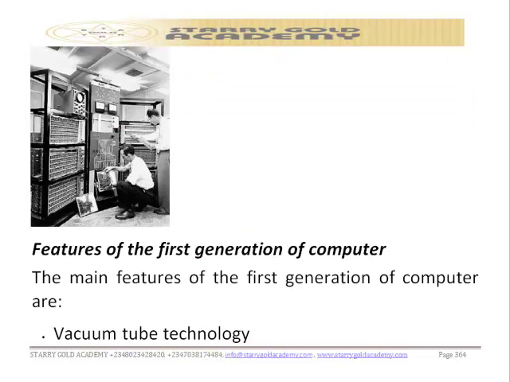This is how the first generation of computer looks like. It was always big. Now let's consider the features of the first generation of computer, that is, the characteristics. The main features of the first generation of computers are: one, vacuum tube technology.